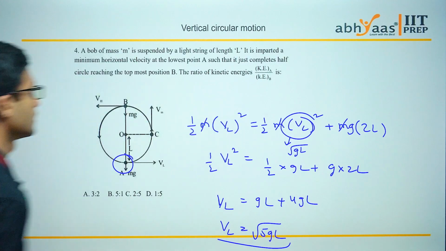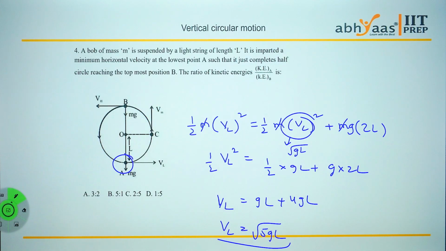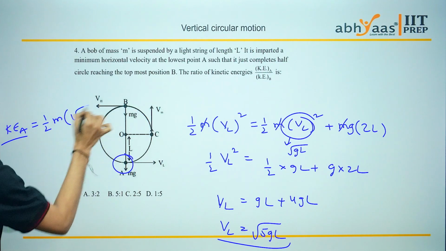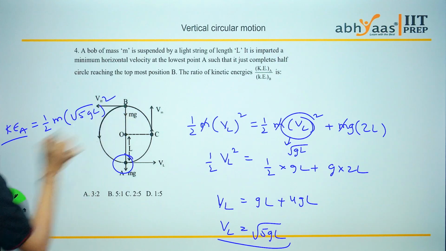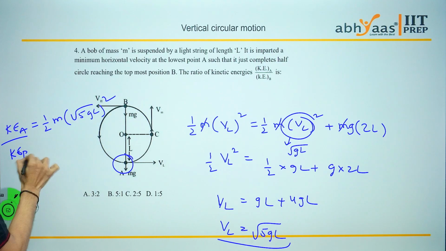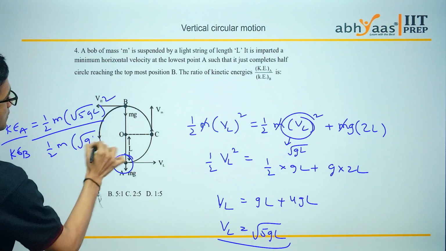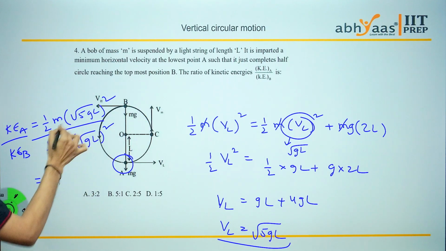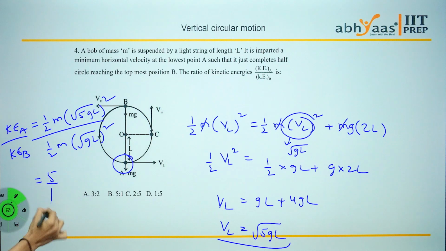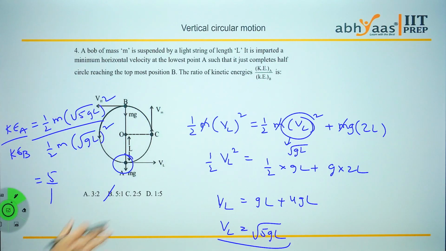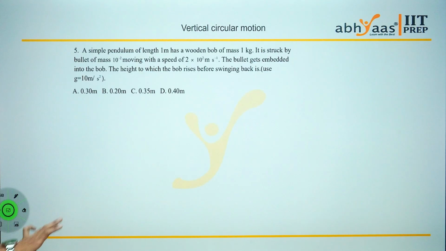But what we want is the kinetic energy at A to the kinetic energy at B. Kinetic energy at A, the lowest point, is half m root 5GL square. The kinetic energy at B is half m root GL square. So if you square it, the ratio is 5 by 1. So where is the option? This one. Directly you got 5 by 1. So it's simple, you just need to calculate the things.